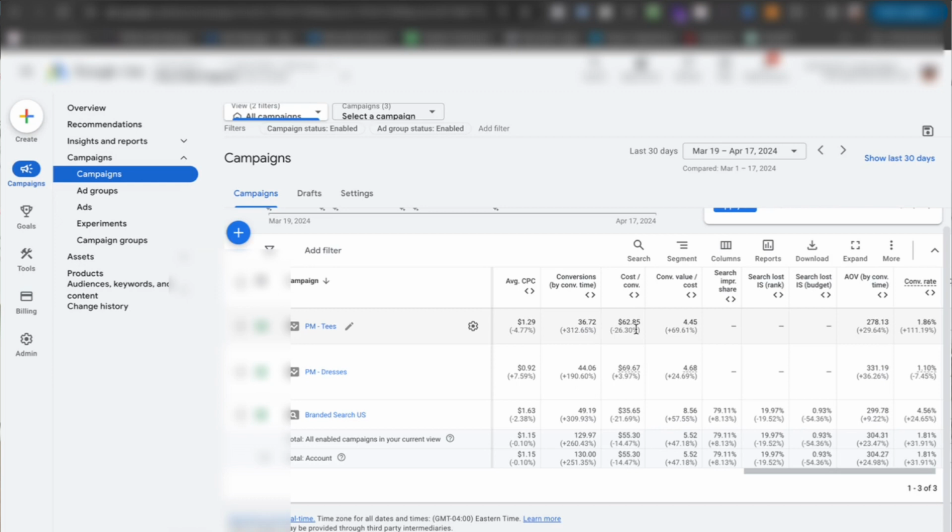So let's break apart this campaign. Let's look at the asset groups. What makes this campaign really successful?